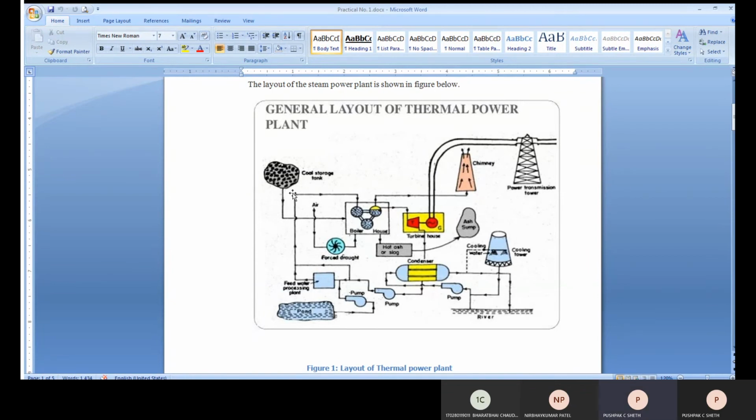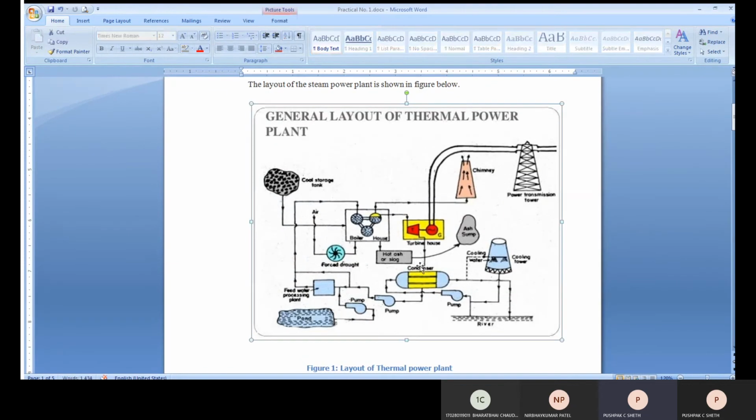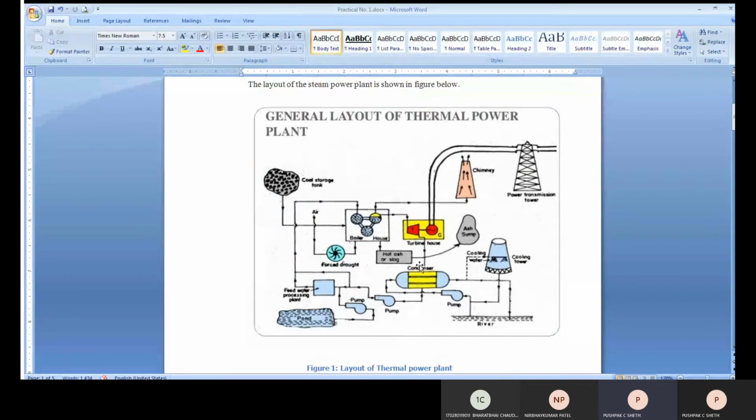Can you see this arrow that I am showing? Yes, it is going to the boiler. From the boiler, the water is converted into steam and passed to the turbine, from the turbine to the condenser. In the condenser, it is converted back to water, and through this pump it is again supplied. So this is the closed cycle for water and steam.